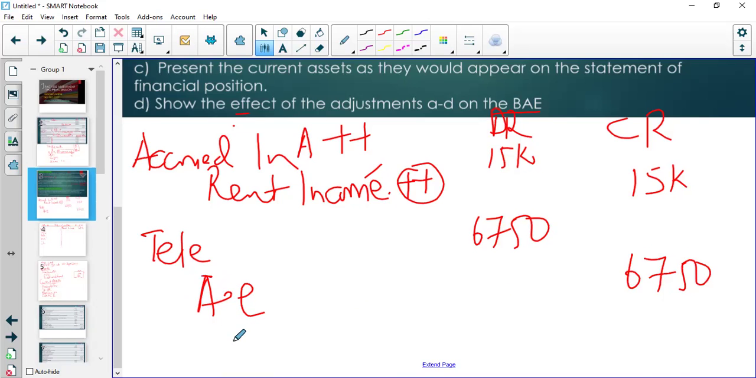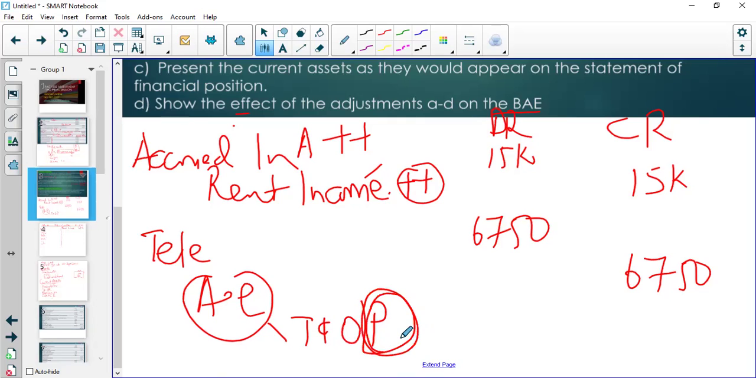This accrued expense is going to be recorded as trade and other payables, not receivables, because we ought to pay. Trade payables is the suppliers that we should pay, plus other accrued expenses. It becomes trade and other payables. As you can see, this adjustment is going to reduce our equity because telephone is an expense.